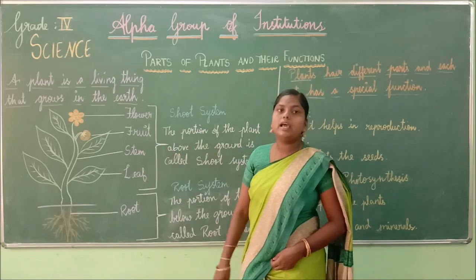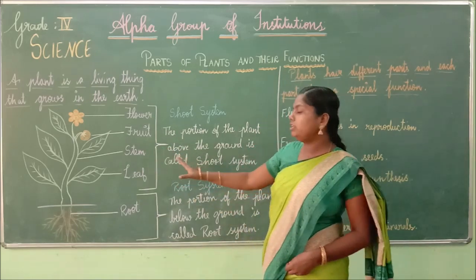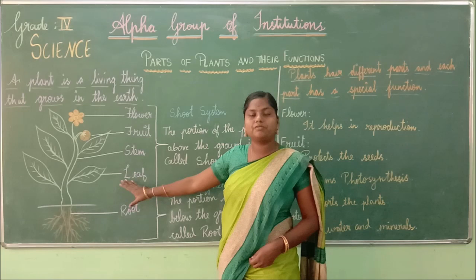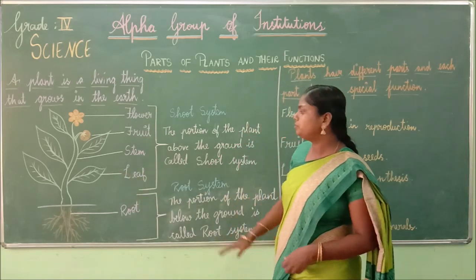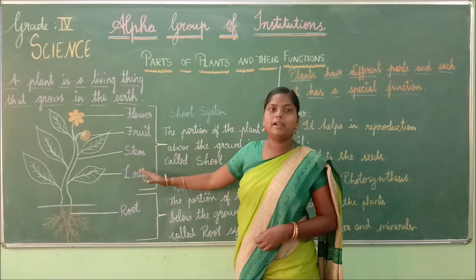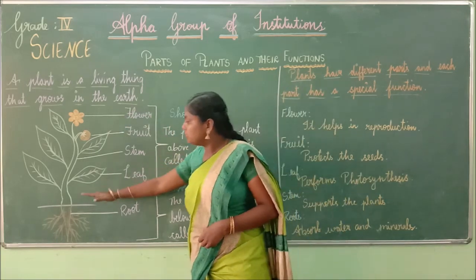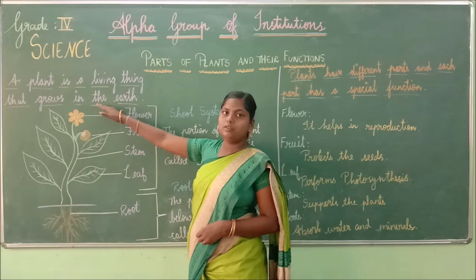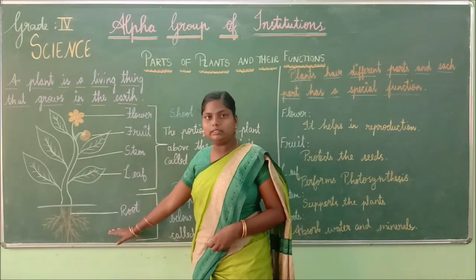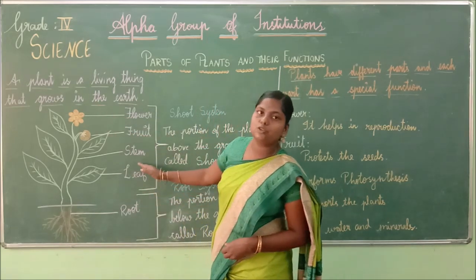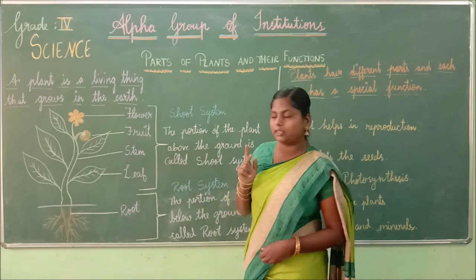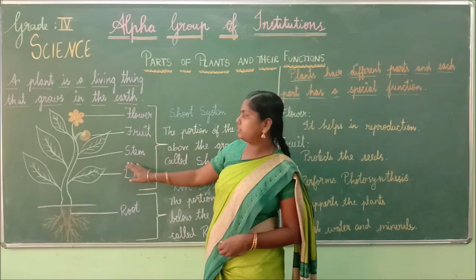F-R-U-I-T. Fruit. These are the major parts of the plant. And when you are going to see a plant, what will be seen first? You will see from the stem to top. So you can't see the root, isn't it? So this plant is going to be divided into two parts. How many parts? Two parts.